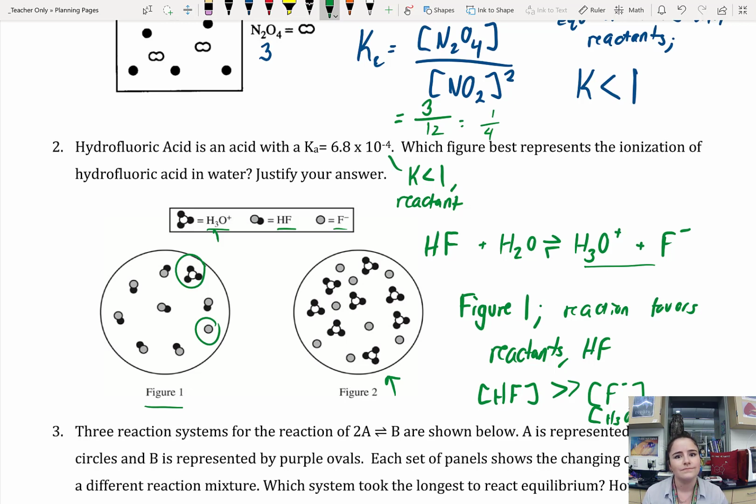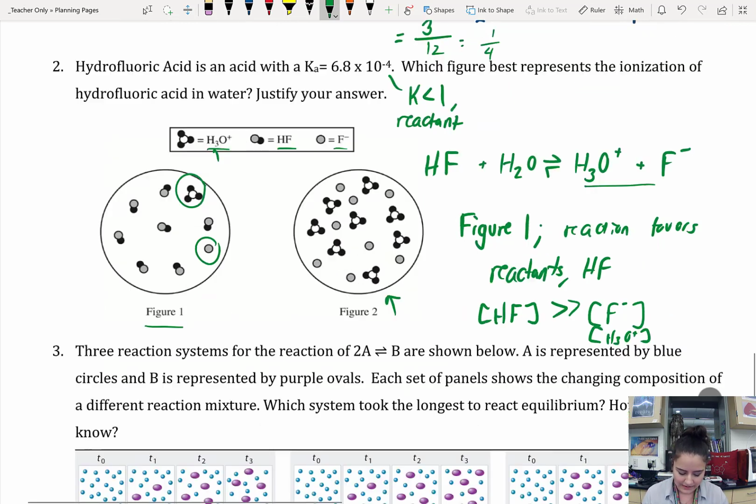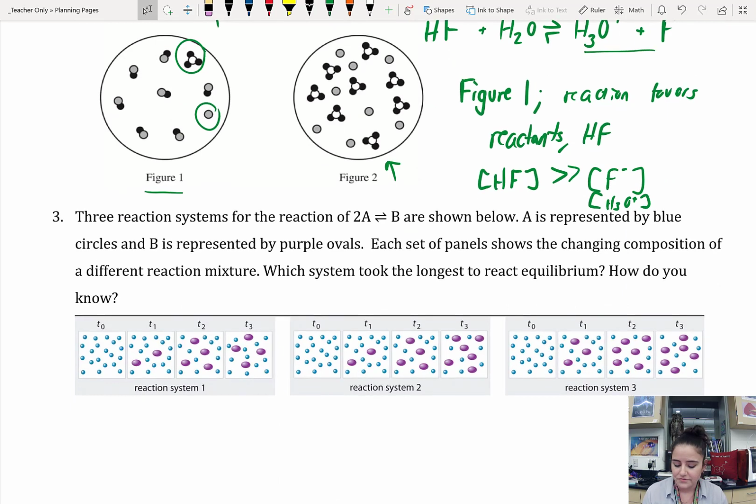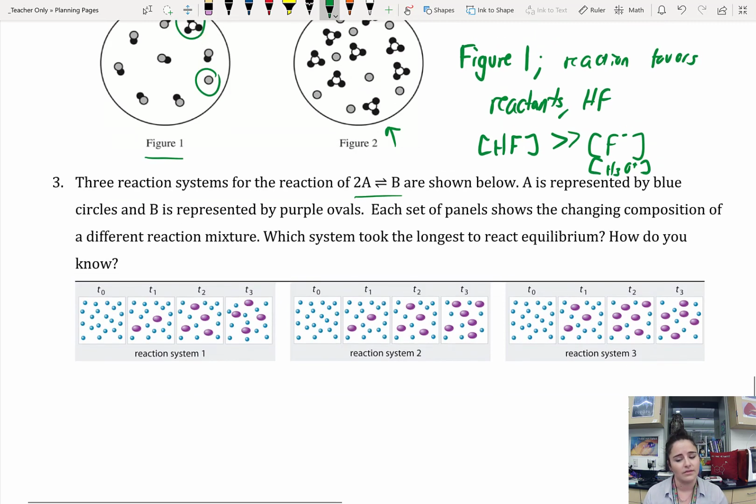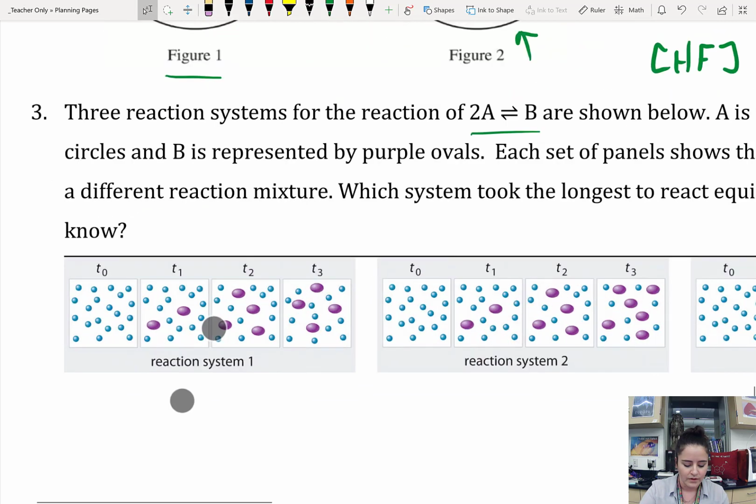Okay, cool. Last one. Here we have 3 reaction systems for a reaction of 2A to B. A is represented by blue circles, B is represented by purple ovals. They show the changing over time. Which one took the longest to reach equilibrium, and how do we know? Okay, let's go ahead and look at these individually.